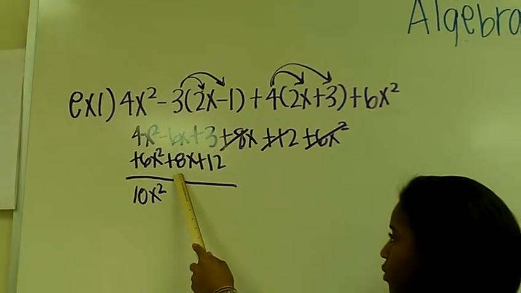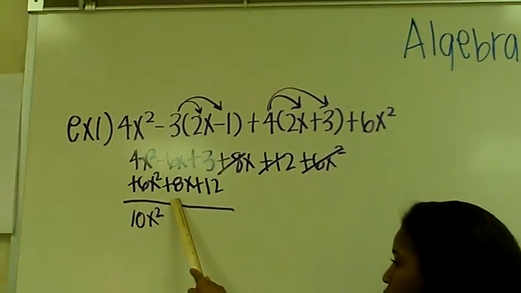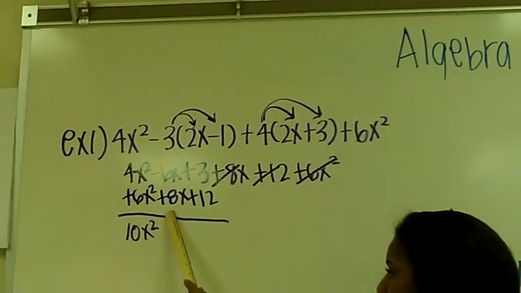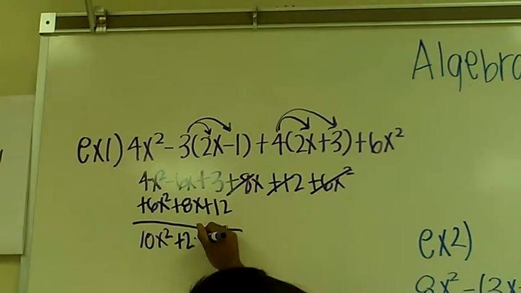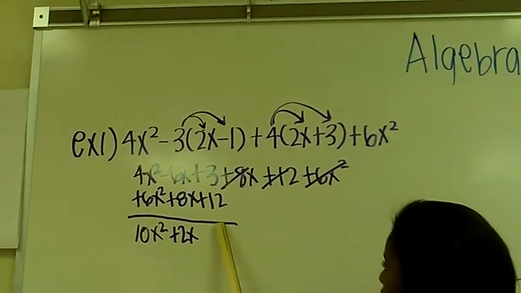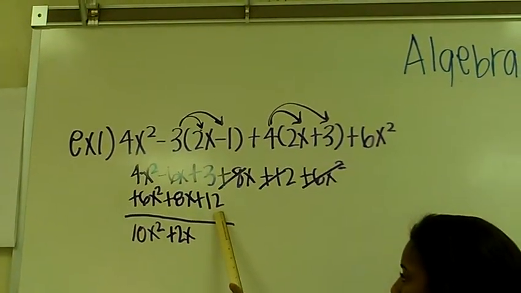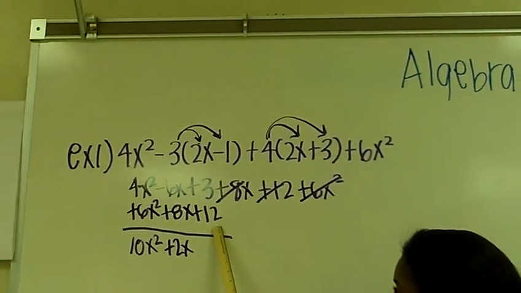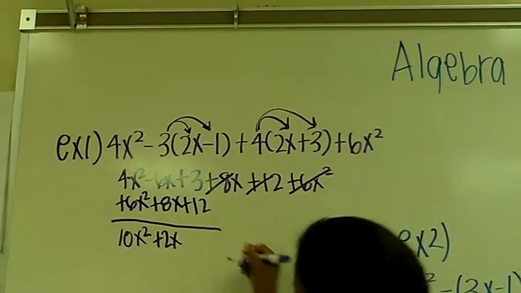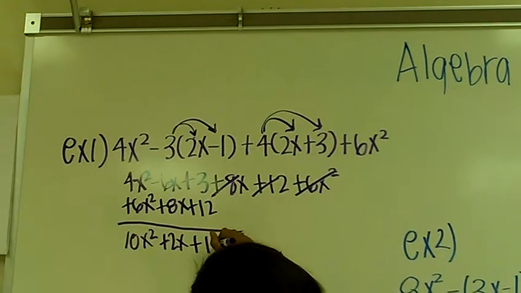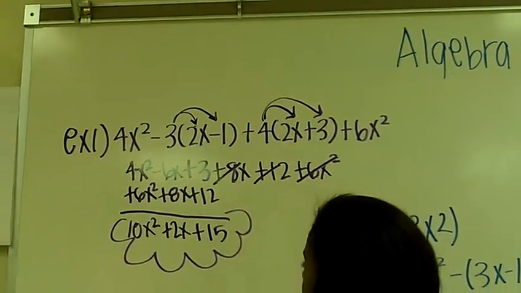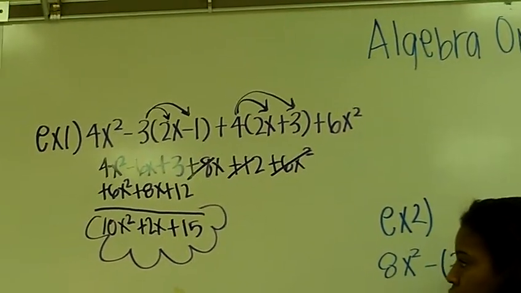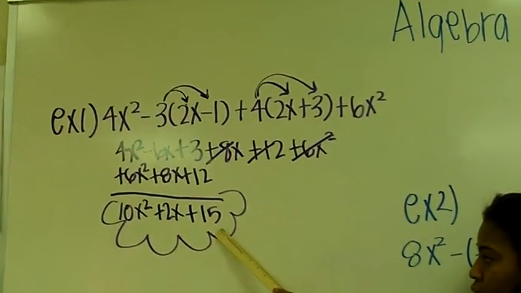Next, we have a negative 6x and a positive 8x. We have different signs here, but we have more positives than negatives. So our answer will be plus 2x. Now we have plus 3 and plus 12, which combines to give us plus 15. They have the same sign. And we're through. That's all we can do because we don't know the value for x and we have no more like terms. So that's our answer.